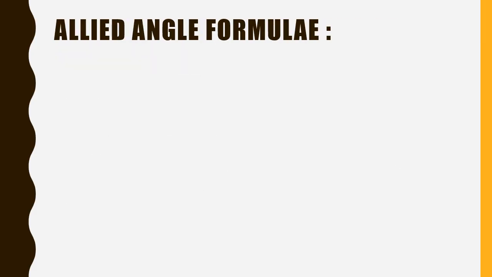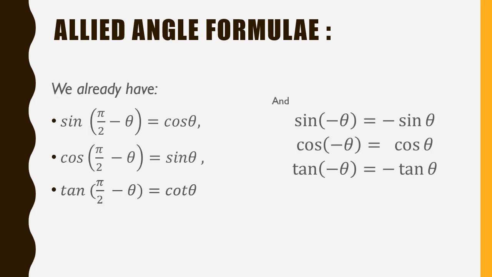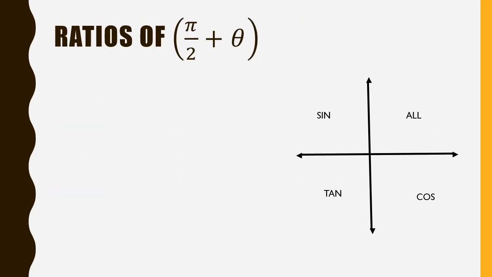Okay. Now, let's see the formulas. We have learned these formulas already in 10th standard, right? Sine pi by 2 minus theta is cos theta. Cos 90 minus theta is sine theta, and tan pi by 2 minus theta is cot theta. And also fourth quadrant: sine minus theta is minus sine theta, cos minus theta is cos theta, and tan minus theta is minus tan theta.